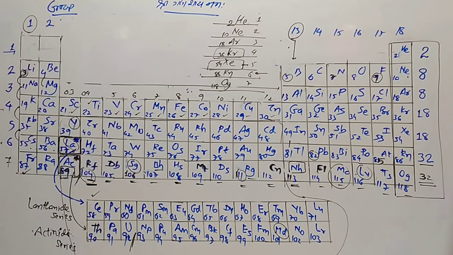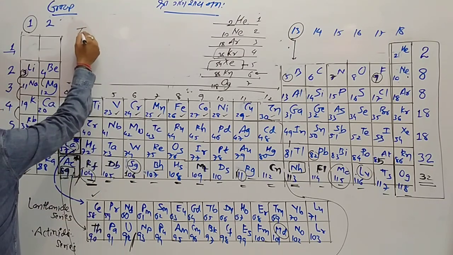Any element we can decide. Now how can we decide the period number of an element? This is the trick for getting the period number. Now trick number two.